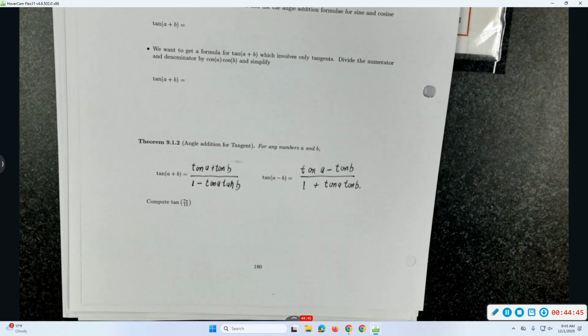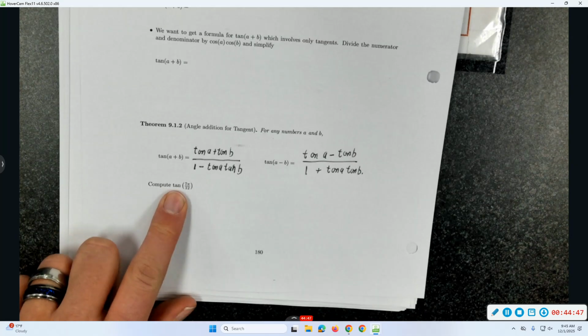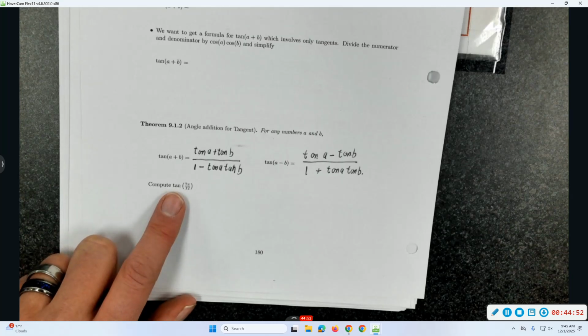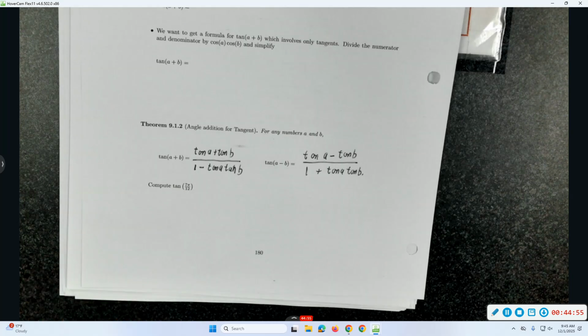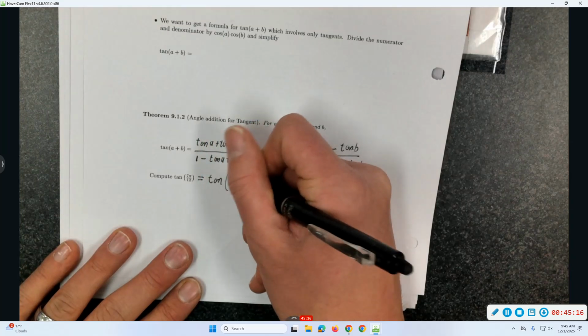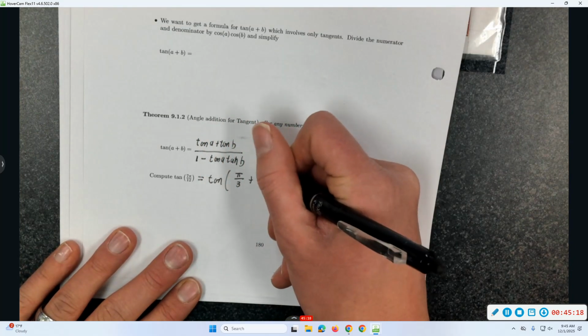Let's use that for something. Let's compute the tangent of 7 pi over 12. And I guess we have the same starting point. Find me a pair of angles that you do understand which add together to 7 pi over 12. And I guess depending on how much you wrote when we were doing it the first time, I think we did get that out of one of them. Cool. What two angles add together to 7 pi over 12? Pi over 3 and pi over 4. I hear a pi over 3 and a pi over 4. Cool. So this should be the same thing as the tangent of pi over 3 plus pi over 4.